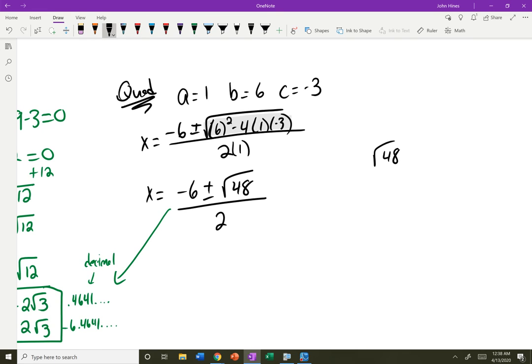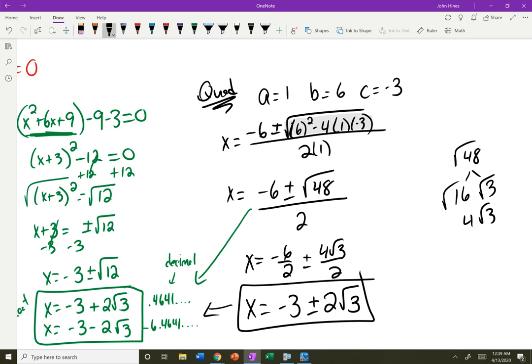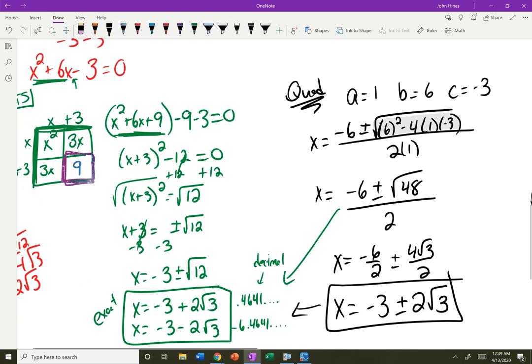How do I split up radical 48? Radical 48 gets split up as, well, 4 works. But wait, I can break that up even more. So there's a bigger one, 16 times 3. So 4 radical 3 is what gets replaced there. So x equals negative 6 over 2 plus or minus 4 radical 3 over 2. I split up that fraction. Everybody is over 2. So I get x equals negative 3 plus or minus 4 divided by 2 is 2, 2 radical 3. What do you know? I got the exact same answers because I solved the same equation just using a different technique.